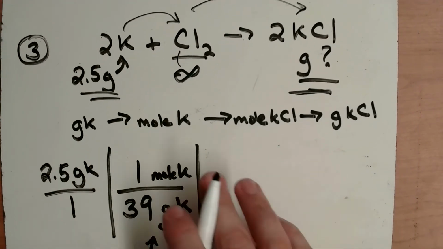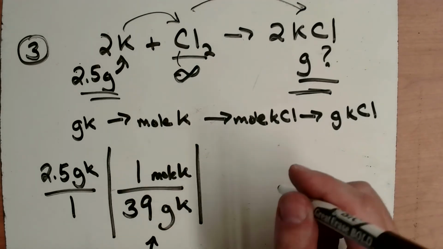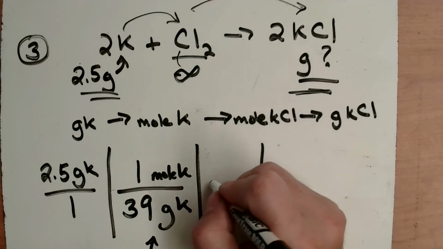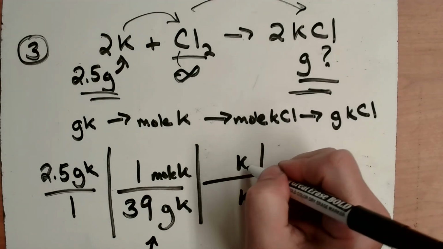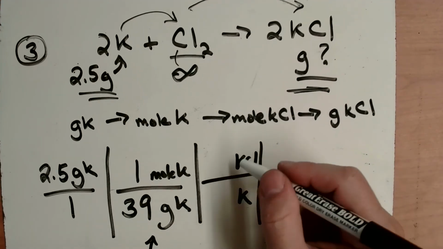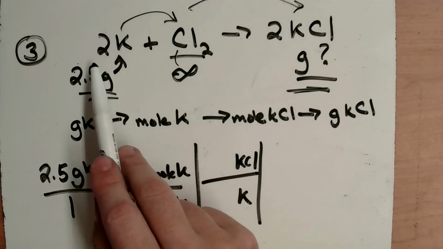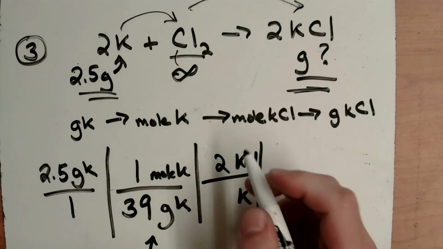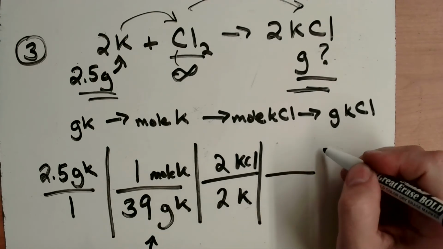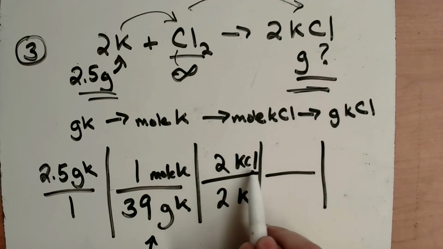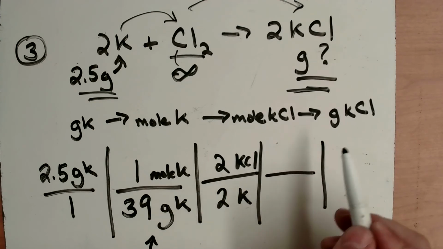The next step is to go from moles of K to moles of KCl. So we want to get rid of moles of K. K goes in the bottom. KCl is what we want on top. And this is our molar ratio. We get it from the balanced chemical equation. It's 2 to 2. Lucky us. Then the last step. We're going to have moles of KCl, but we don't want moles. We want grams of KCl.